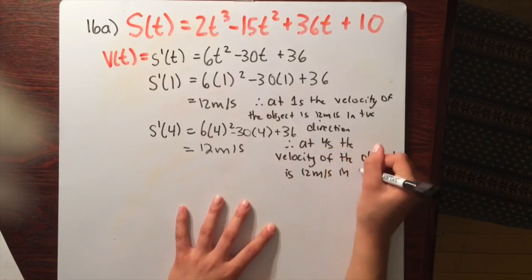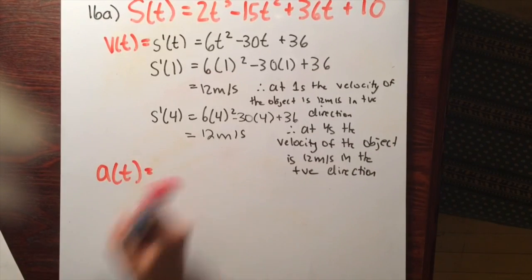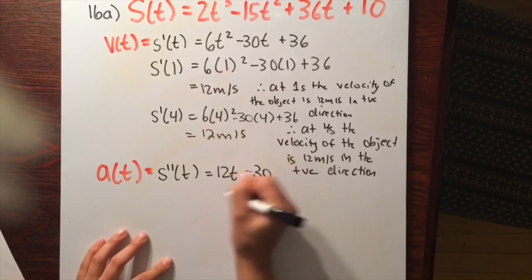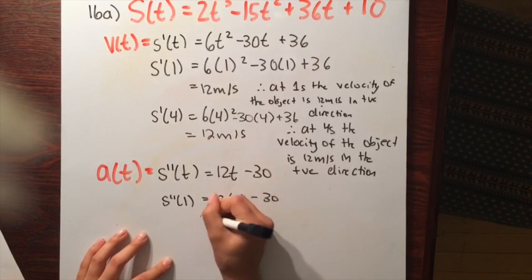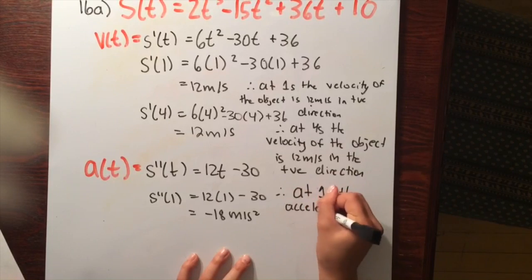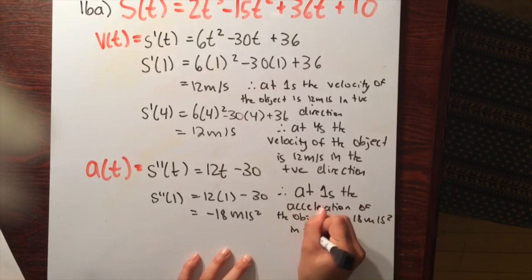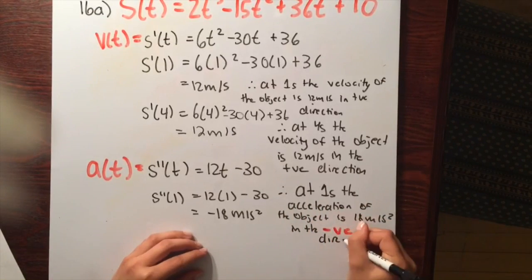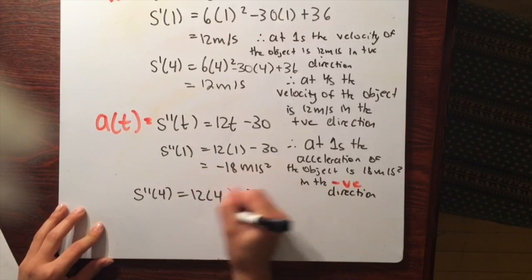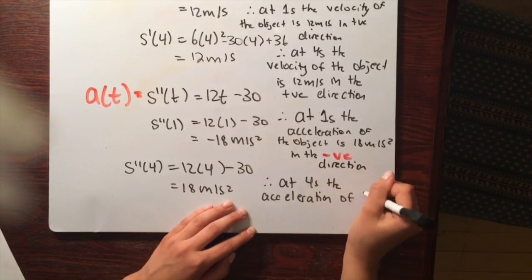Now we need to solve for the acceleration of the object at these times. We can do this by finding the second derivative of the position function, or the acceleration function. Now we can sub 1 second in, which will give us negative 18 meters per second squared. Therefore, at 1 second, the acceleration of the object is 18 meters per second squared in the negative direction. Now, sub 4 seconds into the acceleration function, and we get 18 meters per second squared. Therefore, at 4 seconds, the acceleration of the object is 18 meters per second squared.